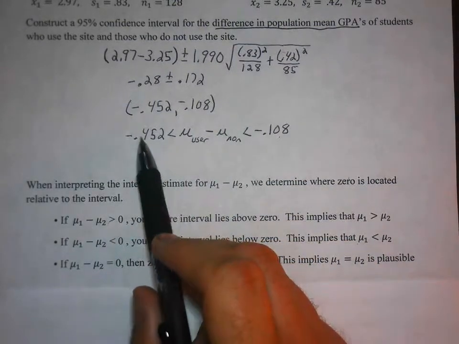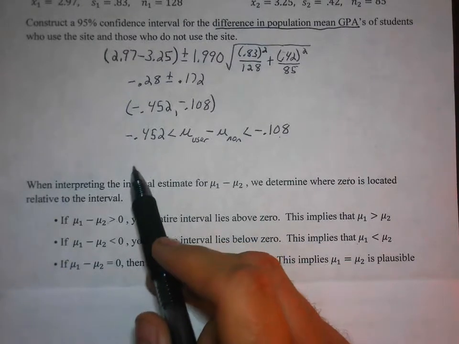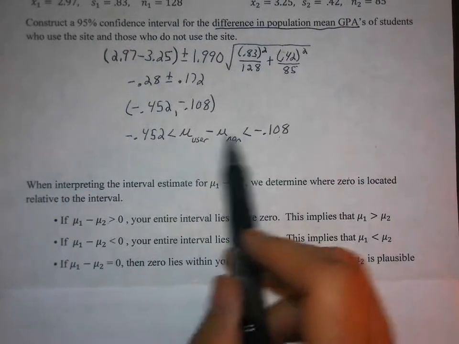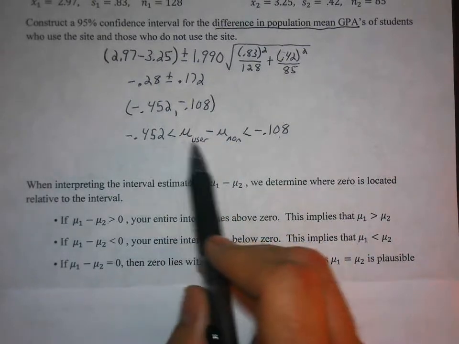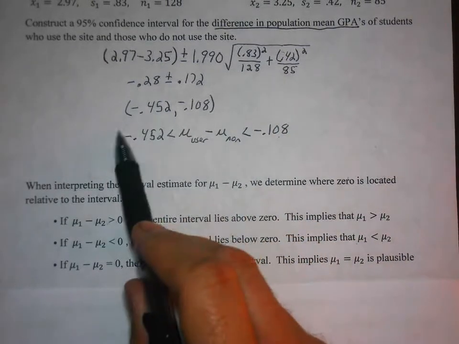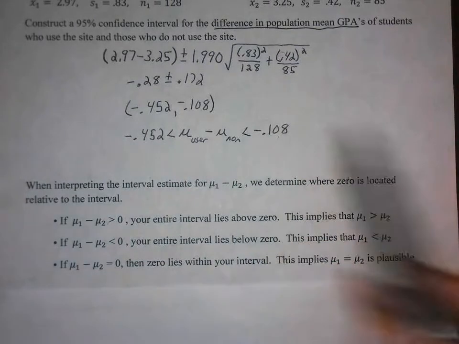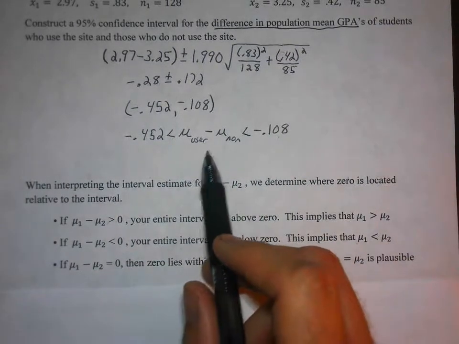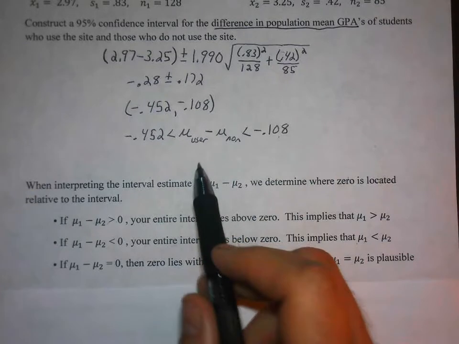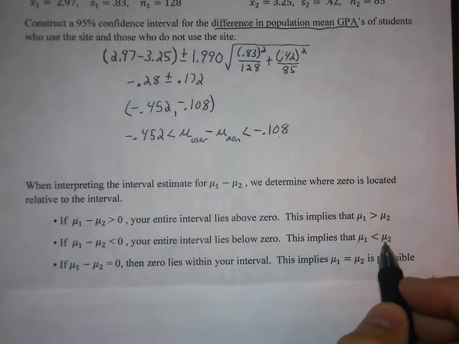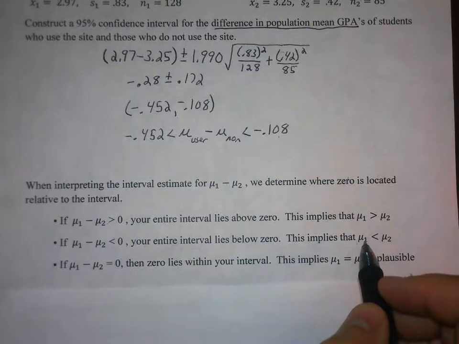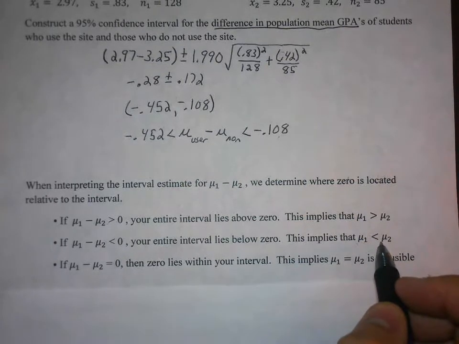We subtracted those that use the site compared to those that do not use the site, and we're 95% confident that our difference in means is going to be a negative number between these two. So that implies that the first mean is less than the second mean. So implying that the mean for the users is less than the mean for the non-users.